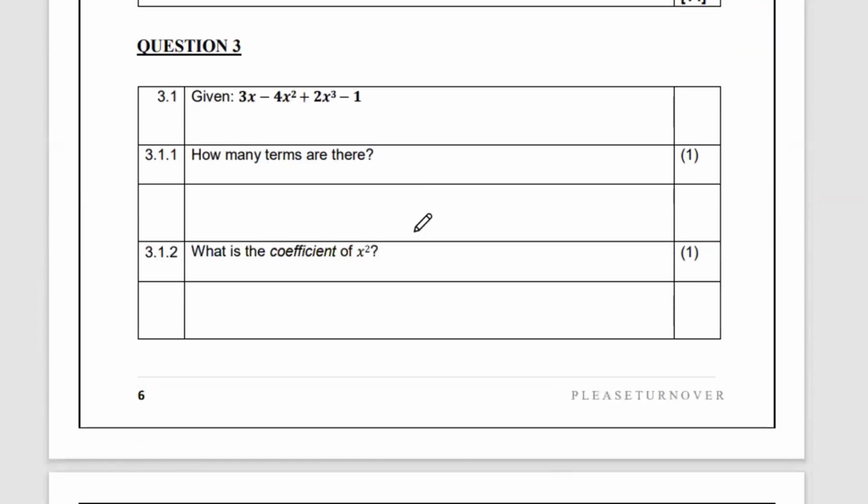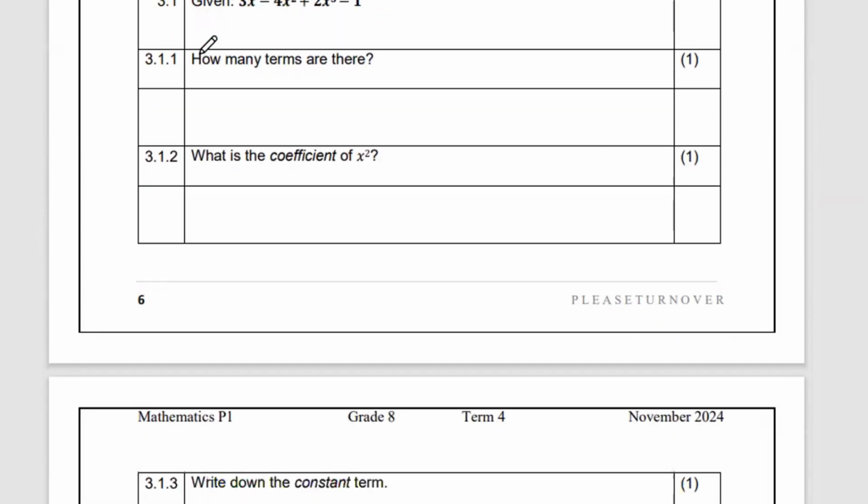All right. Question number 3, which is the algebraic expressions. These are algebraic expressions. That's yet another topic still under algebra. So they're telling us that if you're given this kind of expression, 3x minus 4x squared plus 2x cubed minus 1, how many terms are there?